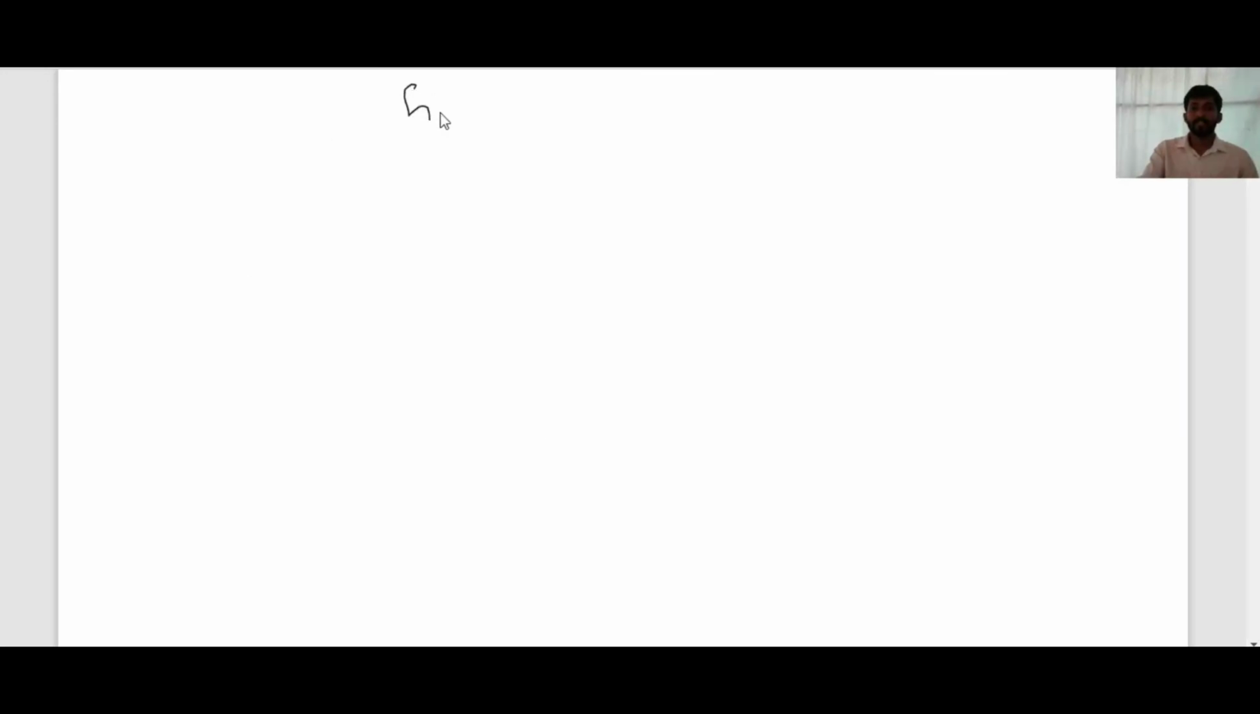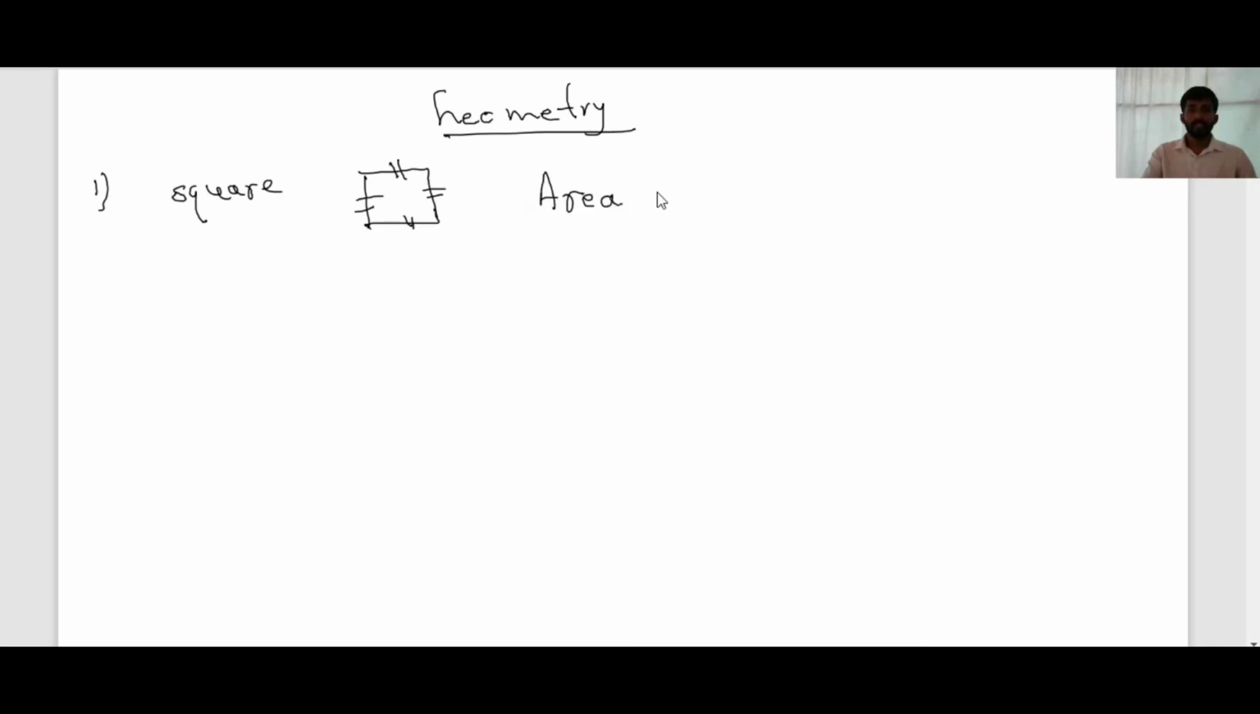Okay, now see some geometry. First consider the square, hoping that you are clear with the structure of a square, right? All sides are equal, then we call that geometric structure a square. What is the area of a square? All sides are equal, meaning a, right? Then a square is the area of the square. Okay, then the second one is the rectangle.